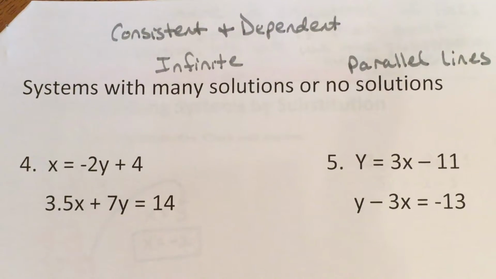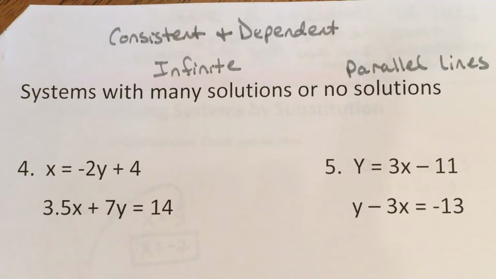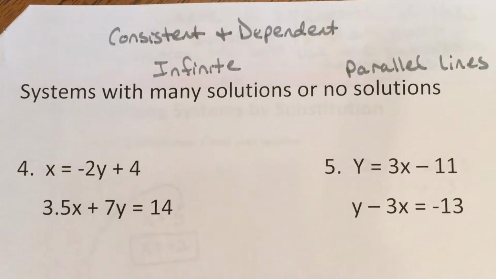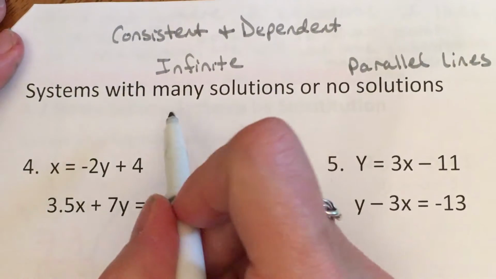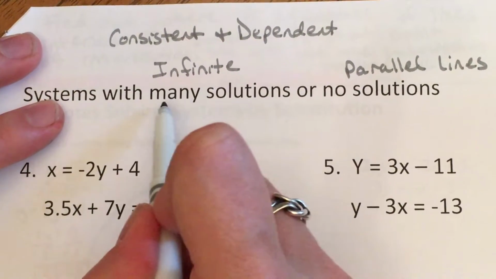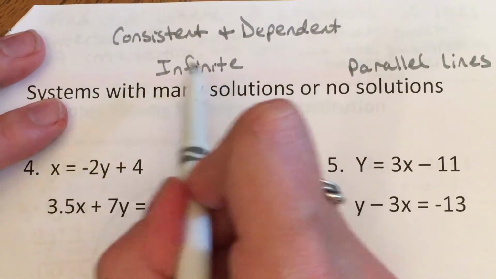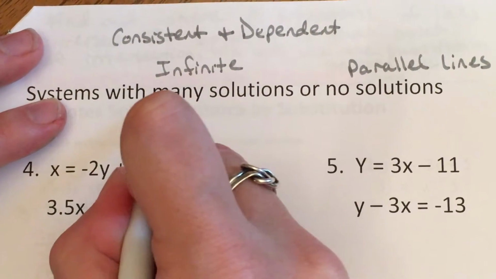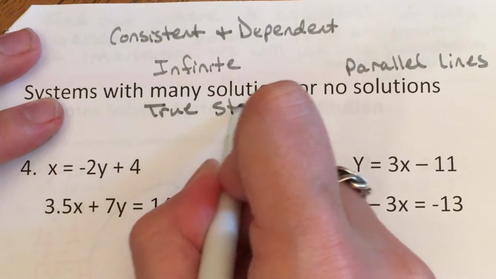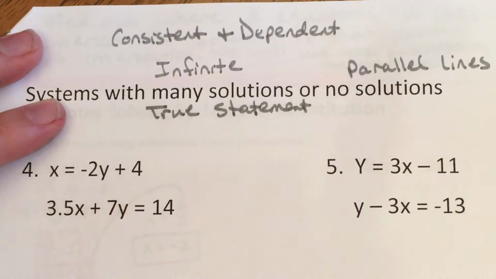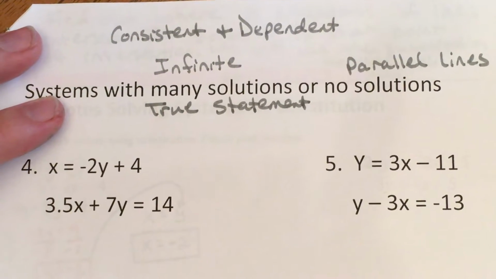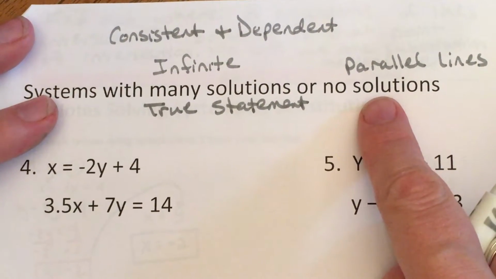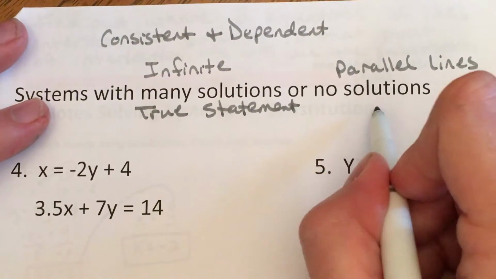So we're going to run into a crazy little set of equations that we just need to know, is there a true statement or a false statement? And I'll show you what that looks like. And I'll tell you in advance, if you have many solutions, infinite solutions, a consistent and dependent situation, you will have a true statement. I'll show you, don't worry. And if it is parallel lines with no solutions, they do not intersect anywhere, this will be a false statement.